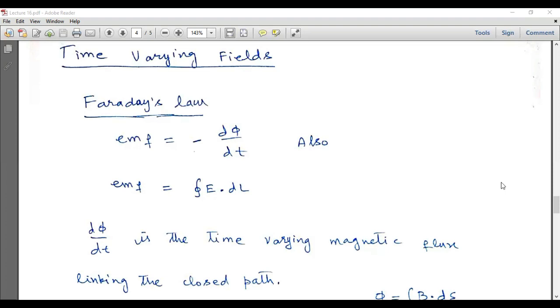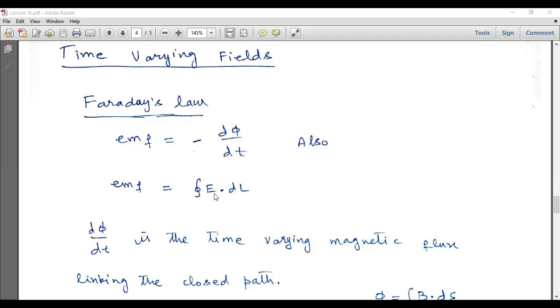So let's first discuss Faraday's law. According to Faraday's law, induced EMF is proportional to the rate of change of magnetic flux, and mathematically EMF is equal to minus d phi by dt. The negative sign corresponds to Lenz's law. We also know that induced EMF is equal to the closed line integral of E dot dl. So if we have a time varying field, then the closed line integral of E dot dl will not be equal to 0, and for static fields, it will be equal to 0.